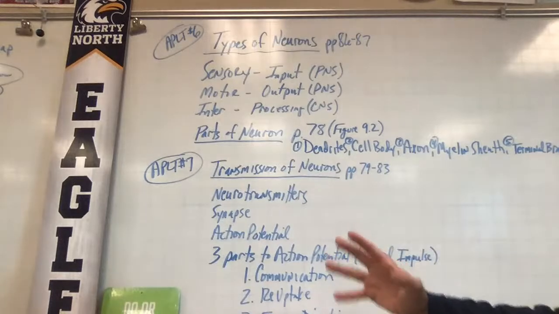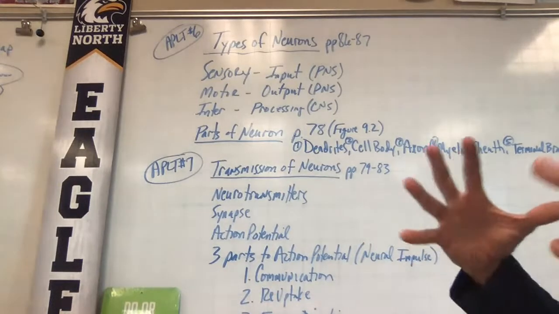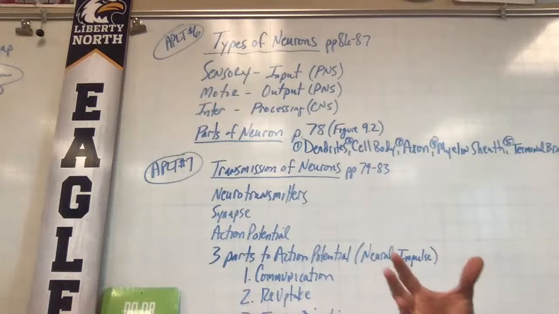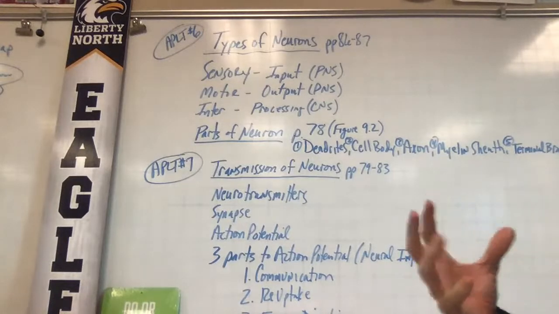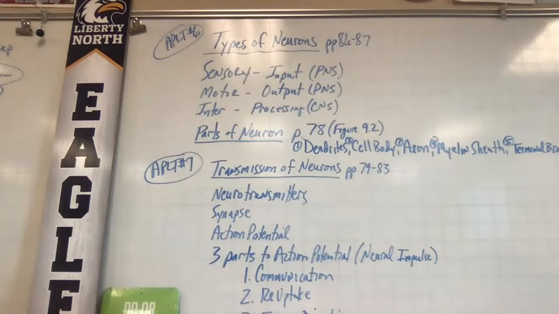No neurons touch. They always have a gap between them, which is called the synapse or the synaptic gap. So neurons are connected with 15,000 other neurons. So it's like a huge spider web of tangled connections, but they never touch. There's always a gap between them, okay?